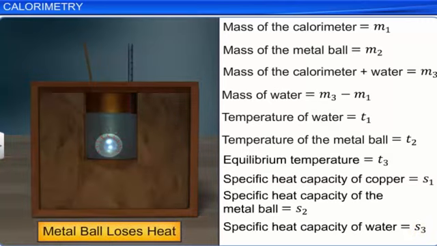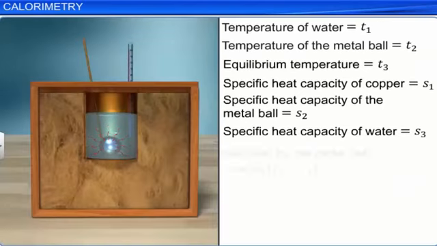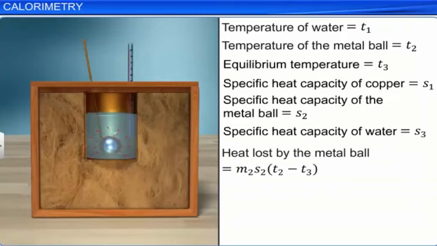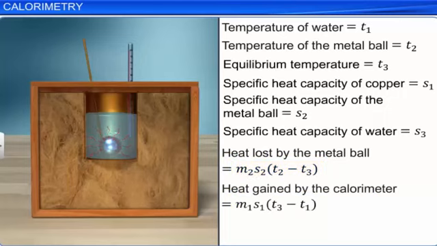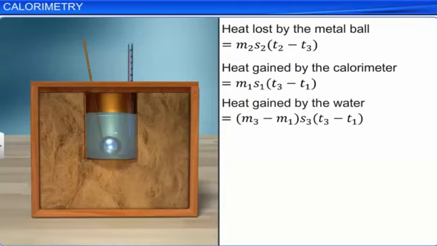Here, heat is lost by the hot metal ball and gained by the cold calorimeter and water. Heat lost by the metal ball is equal to M2 into S2 into (T2 minus T3). Heat gained by the calorimeter is equal to M1 into S1 into (T3 minus T1). Heat gained by the water is equal to (M3 minus M1) into S3 into (T3 minus T1).